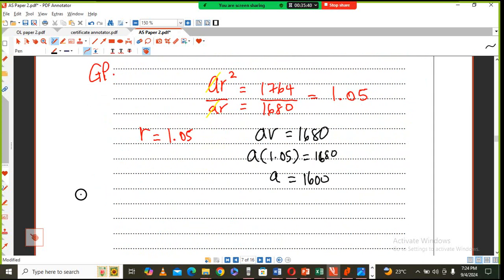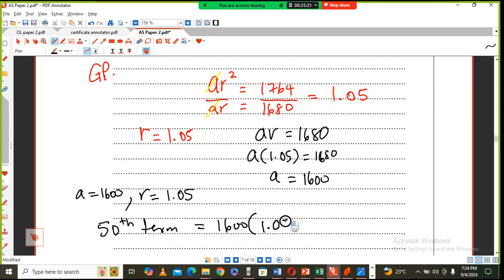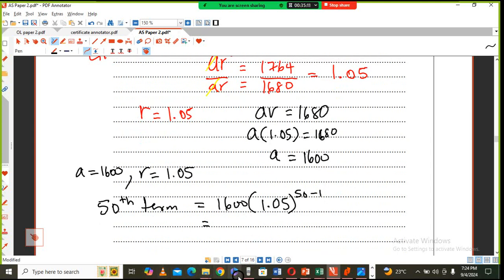So A is 1,600, R is 1.05. Then the 50th term is going to be nothing but A, which is 1,600, times R raised to 50 minus 1, which is 49. So it's just a matter of then using your calculator to get that value.